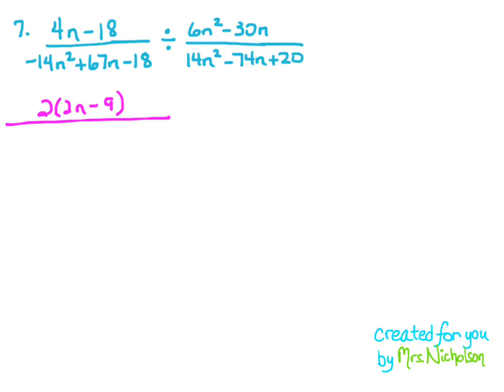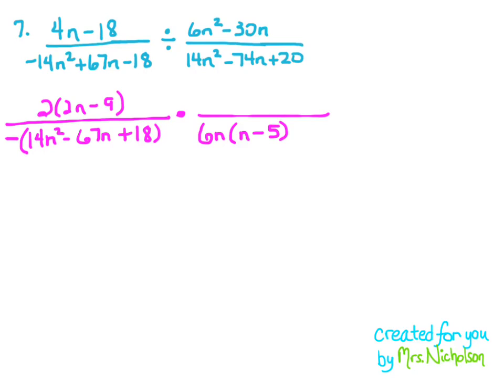Down here in this denominator, they've got a negative in front. Personally, for factoring, I like my first term to be positive. So I think as a first step here, I'm going to factor out the negative. Now you don't have to do that, but for me, I just think it makes it easier to factor. Alright, I'm changing the division to multiplication, and then we're going to do the reciprocal of our second rational expression. So 6n squared minus 30n, that's going to go to the denominator, and I'm going to factor out 6n. And so I've got 6n times n minus 5.